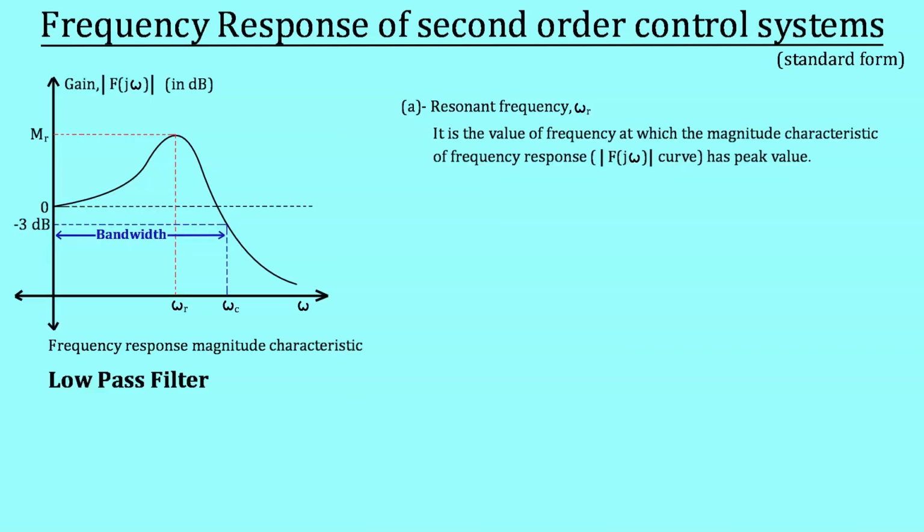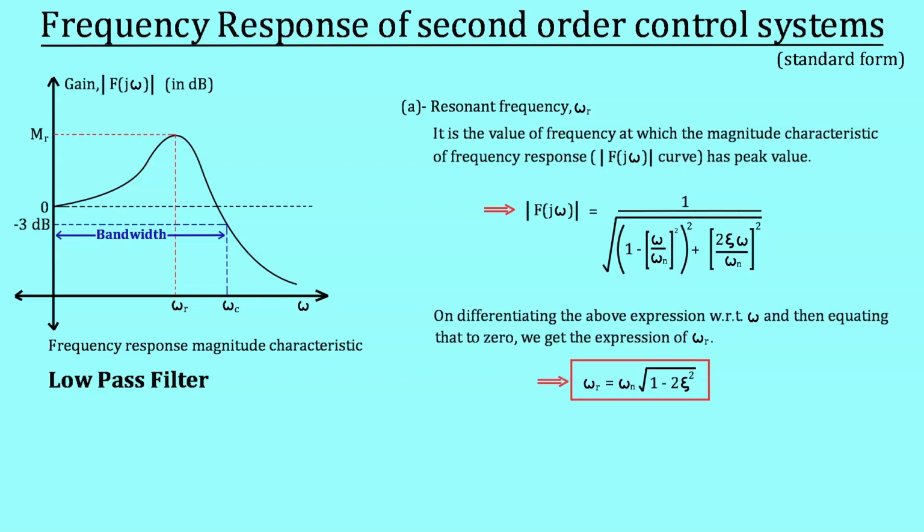Resonant frequency is the value of frequency at which the magnitude characteristic of frequency response has peak value. We are aware of the formula of the magnitude of the transfer function. We have to simply differentiate the expression with respect to omega, and then equating the expression to 0, we will get the expression of resonant frequency.